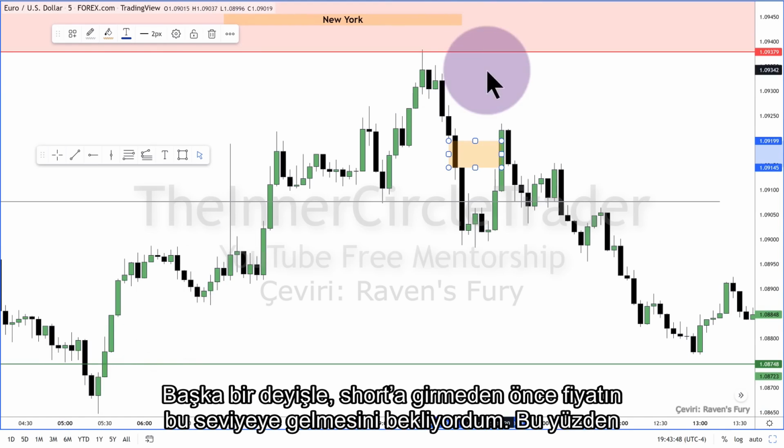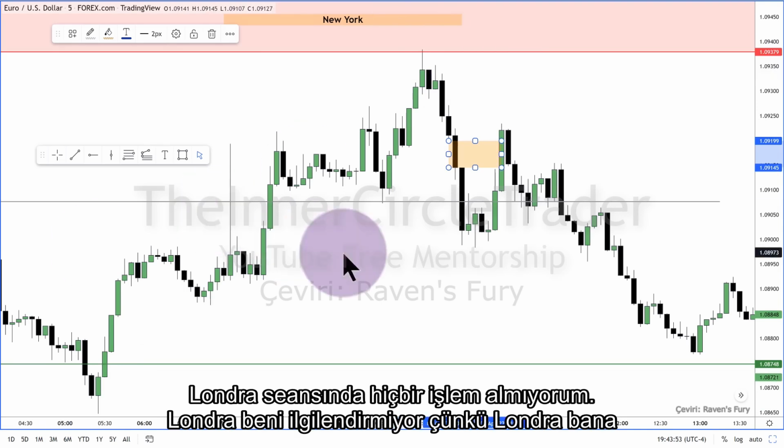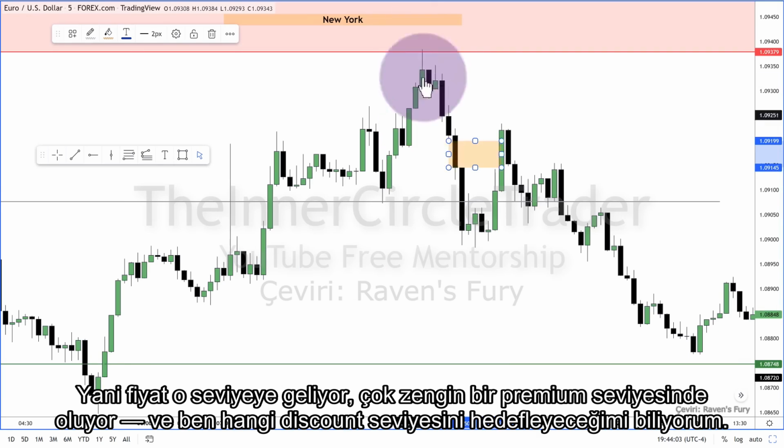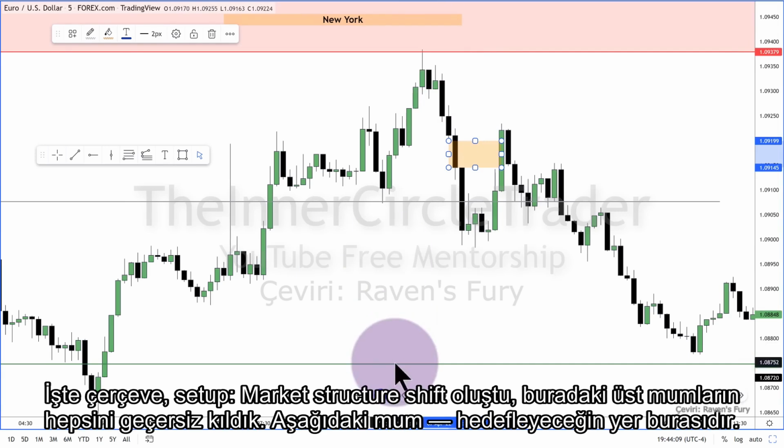In other words, I'm looking for this level to be traded to before I go short. So I'm not taking anything in London. I'm not worried about anything in London because London didn't give me the initial rally higher into this area. When does it go up here? It's going up there at 9:30 in the morning New York local time. So it hits that level. It's at a really rich premium, and I know my discount level I'm targeting.